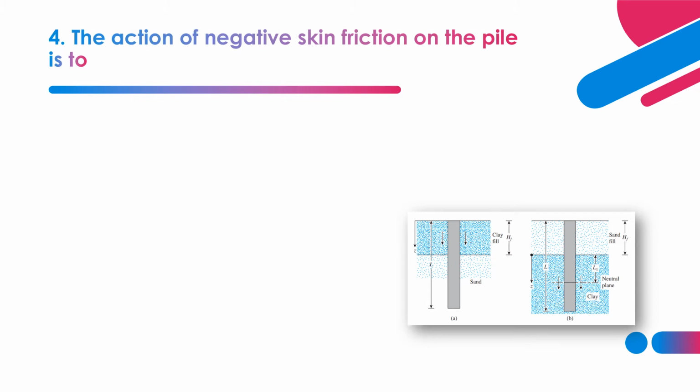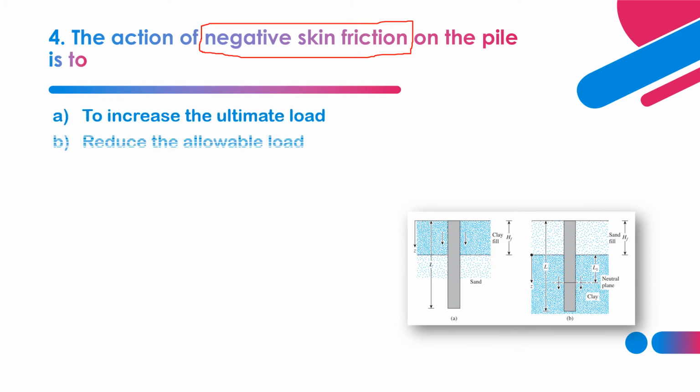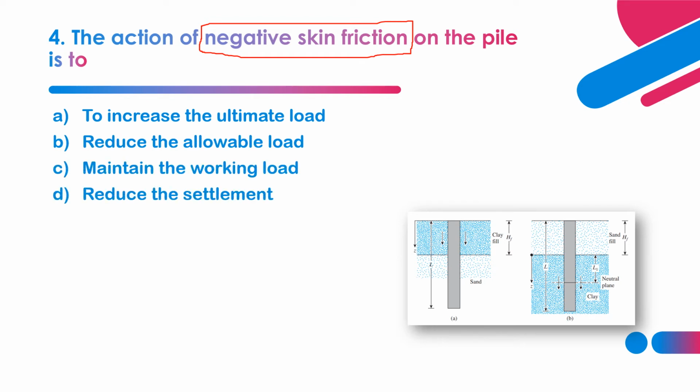Now let's move on to the fourth question. The action of negative skin friction on the pile is to. So negative skin friction is one of the basic concepts in pile foundation. Now let's see the options. Option A, to increase the ultimate load. Option B, to reduce the allowable load. Option C, maintain the working load. Option D, reduce the settlement. So among these four options, one is correct. So the action of negative skin friction is to what? What is the function? The time starts now. Just think about it for 10 seconds.